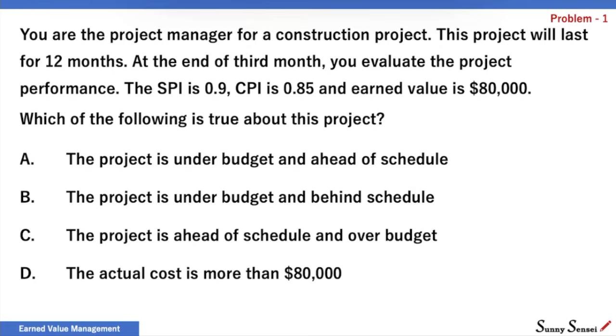A. The project is under budget and ahead of schedule. B. The project is under budget and behind schedule. C. The project is ahead of schedule and over budget. D. The actual cost is more than $80,000. Please pause the video and try the problem.